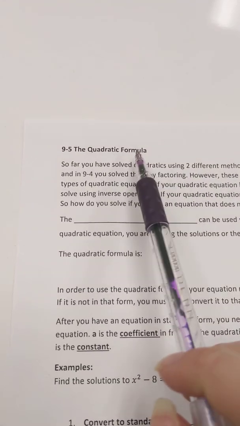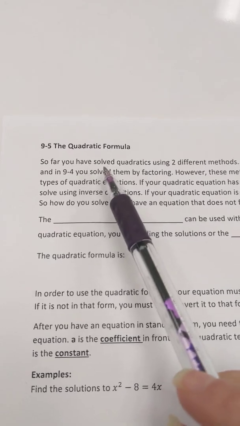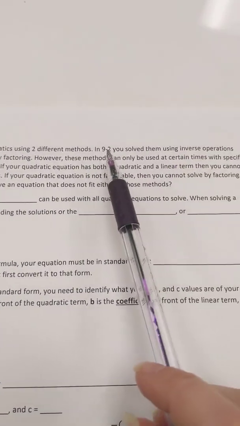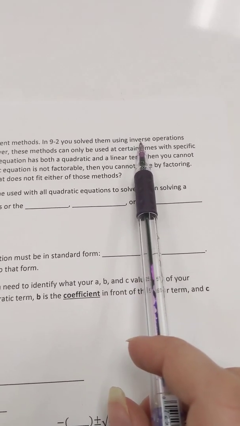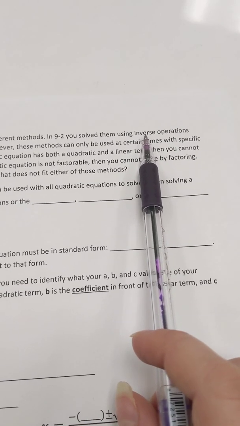Alright, today we're going to learn about the quadratic formula. The quadratic formula continues with our solving quadratics. So far you've done two methods for solving quadratics. Back in 9.2 you solved using your inverse operations. This is where you were solving kind of like you did back in Unit 2 for your equations. Because you had a squared, you would eventually have to take the square root.